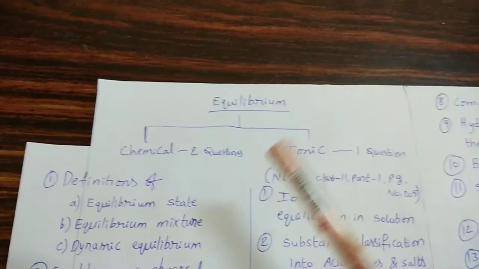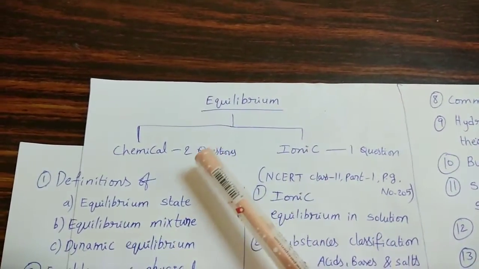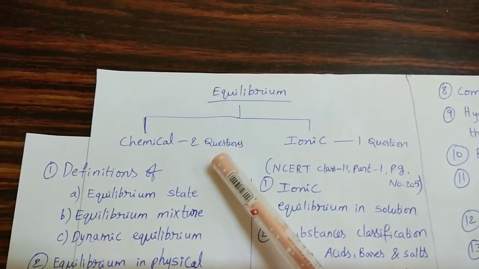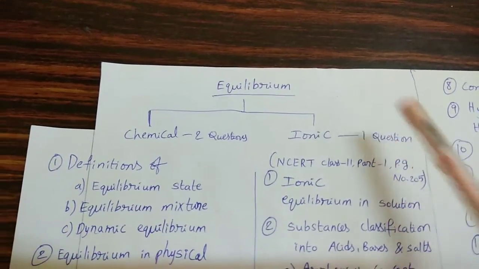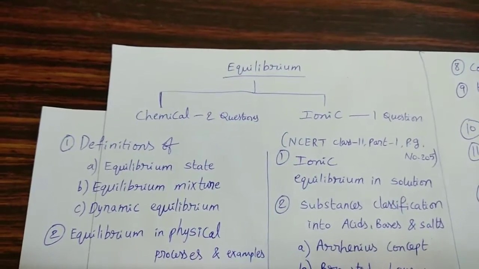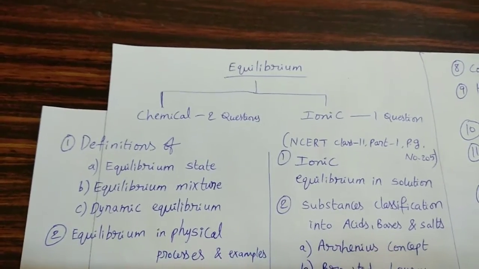These three questions we can divide into two parts. Equilibrium is divided into two parts, chemical equilibrium and ionic equilibrium. From chemical equilibrium 2 questions, from ionic equilibrium 1 question. So total 3 questions, chapter weightage 12 marks. We have to prepare very carefully because there are different types of topics and related numericals.